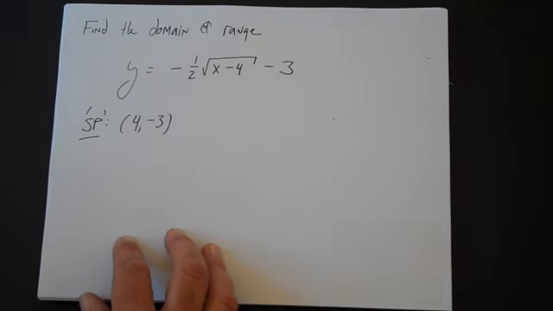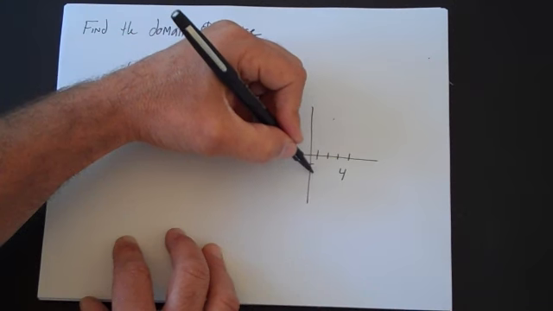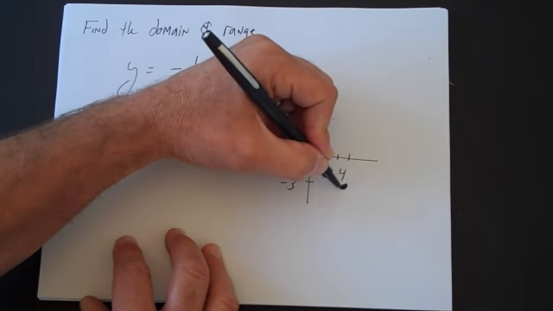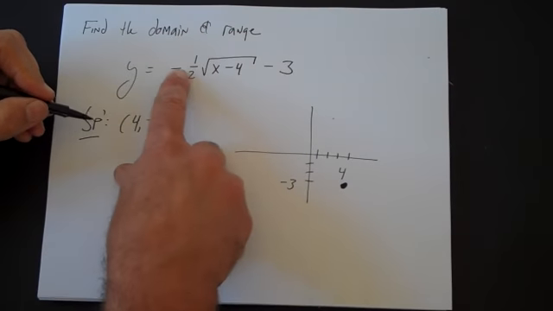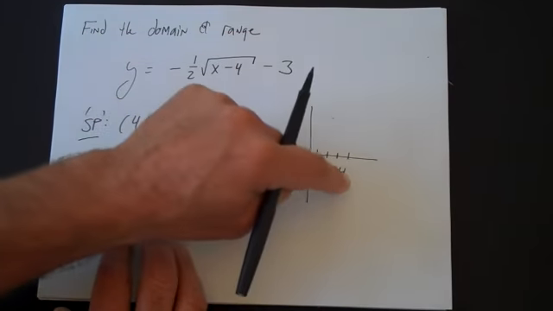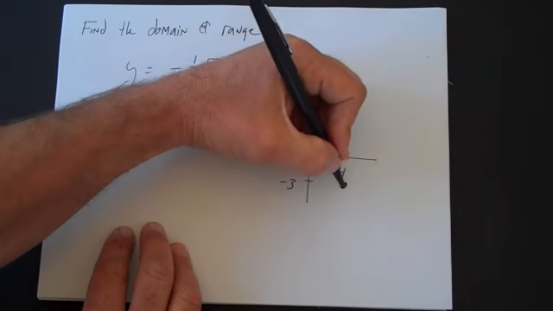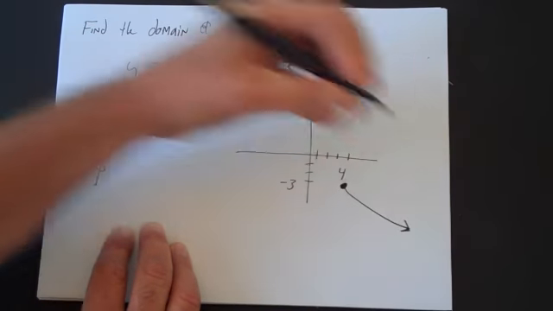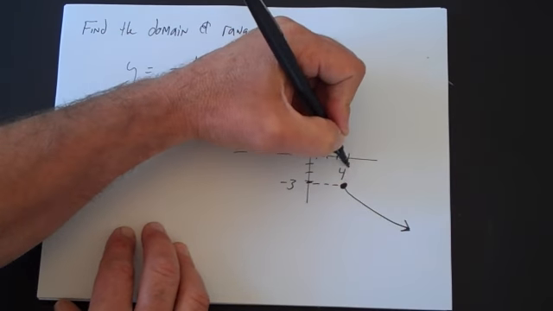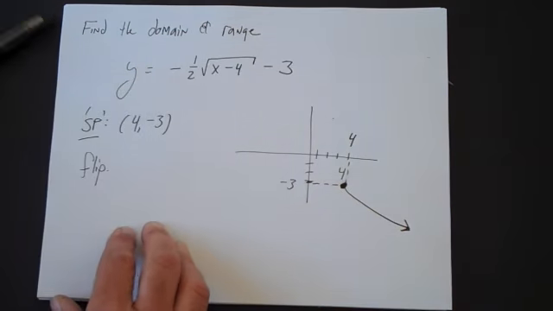1, 2, 3, 4, minus 3. That's going to be the starting point. Now, does it flip? This one, the a is negative, so it flips. So rather than starting here and going up, this one's actually going to start here and go down. And that's actually all you need here. Draw a dotted line to the y-axis and to the x-axis. This is 4 and minus 3.